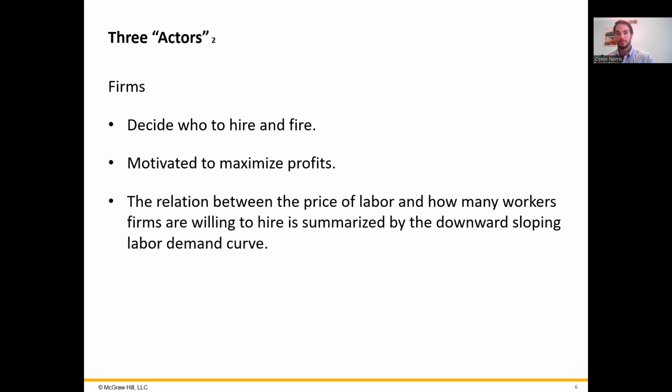Now, the relationship between the price of labor and how many workers the firms are willing to hire can basically be described by a downward sloping demand curve. If the wages that they're paying are lower, firms are able to hire more workers. So think of an example from sports. An NBA team can afford either a couple stars at a very high salary, or they can afford a lot of decent role players at a much lower salary.